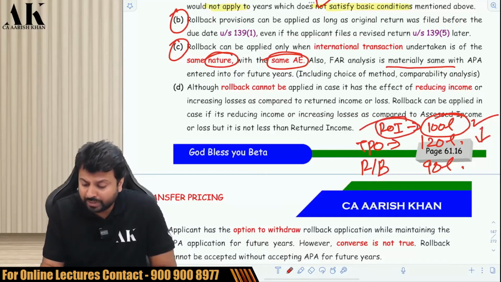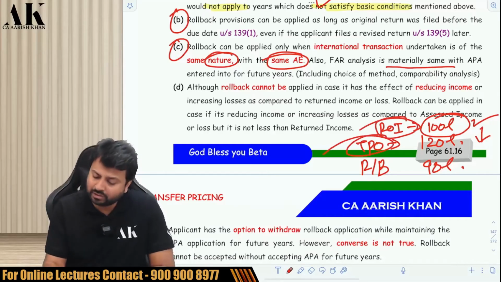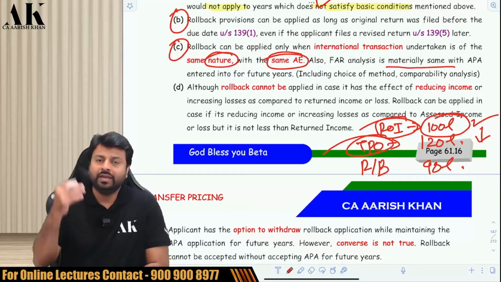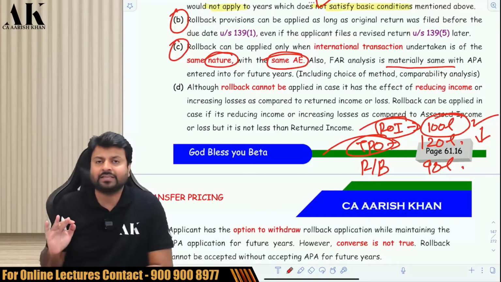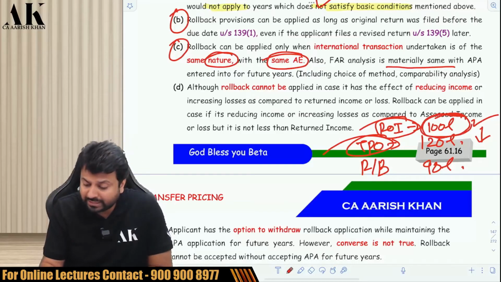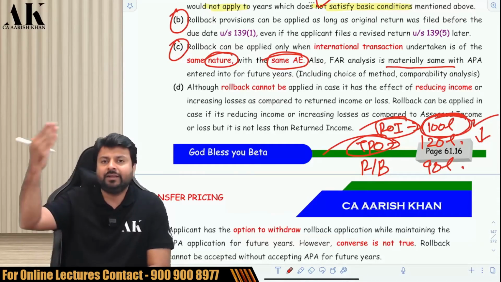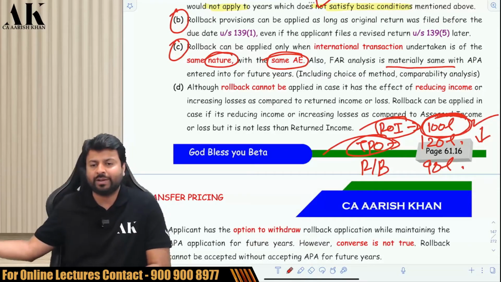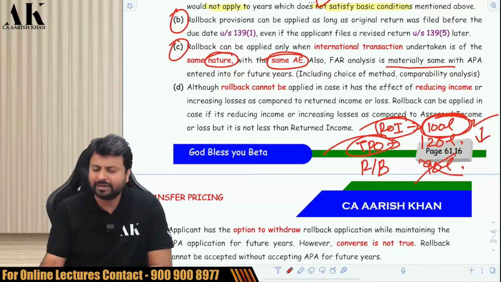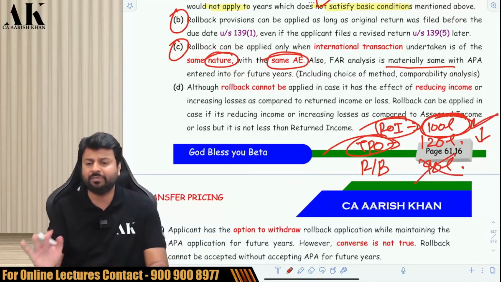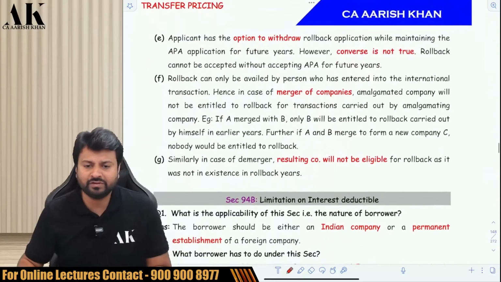Income should not go below the income declared in the ROI. It can go below the income declared by the TPO. It can go below the income declared by the assessing officer, but it should not go below the income declared in the ROI. So if the ROI declares 100 and the TPO increases it to 120, and because of rollback it is coming to 90, you can tell the department, I would accept the price as 100 rupees, please allow me the rollback provision, and they will allow you.